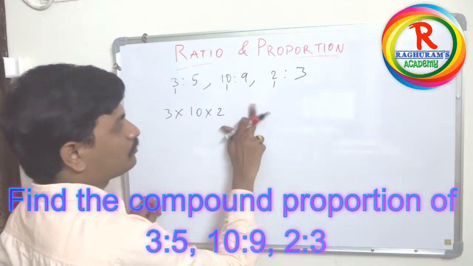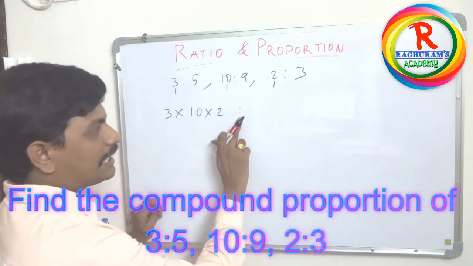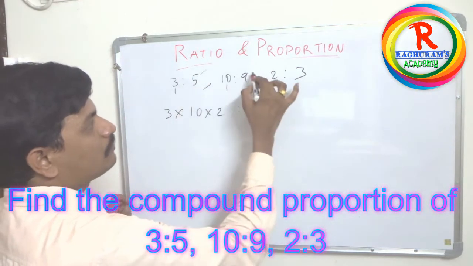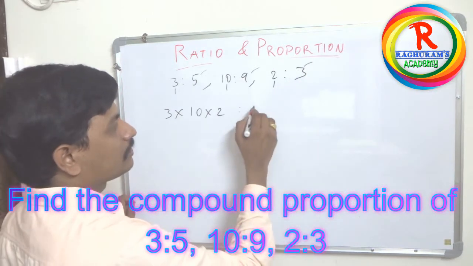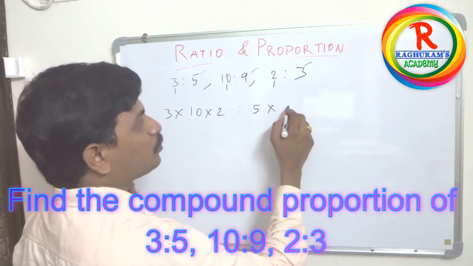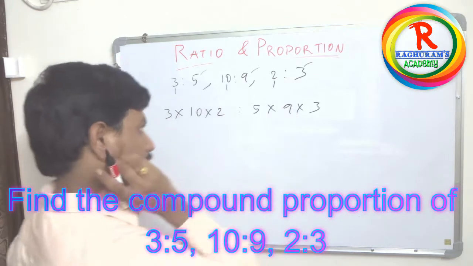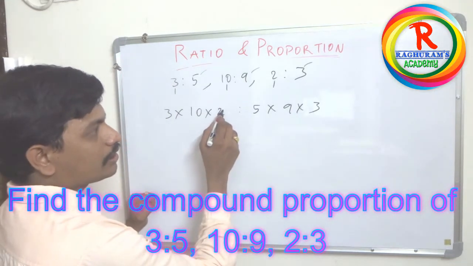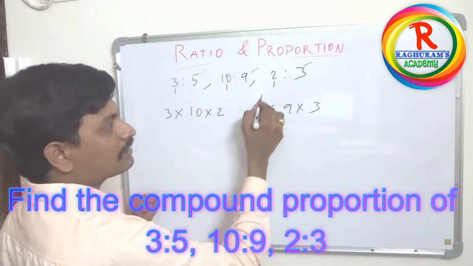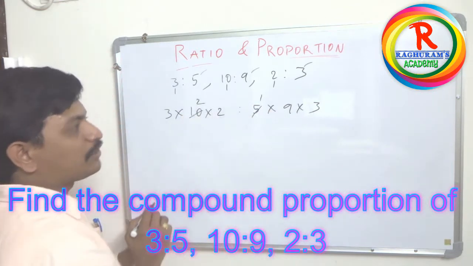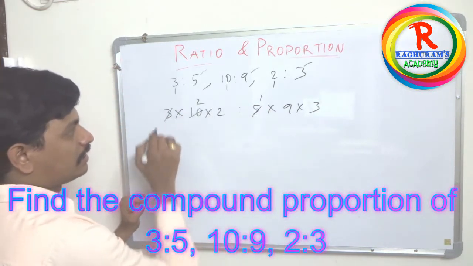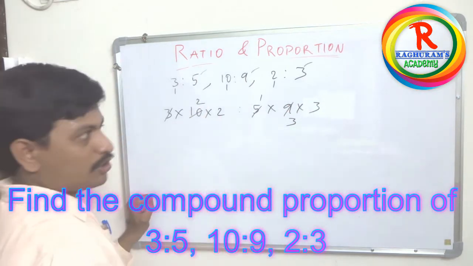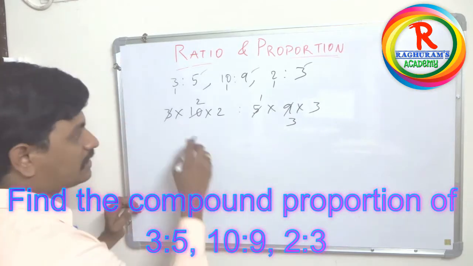Here the last one is 2. Then the product of the second terms. What are the second terms? 5, 9, 3. That is 5 into 9 into 3. Now we cancel. 5 ones are 5, 5 twos are 10. Any more cancellations? Yes, 3: 3 ones, 3 threes are 9. Here 3 into 3, 2 into 2. So no further cancellations.